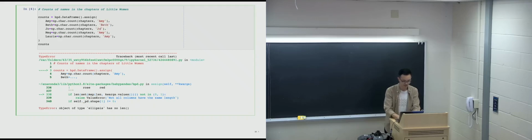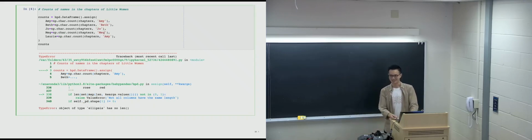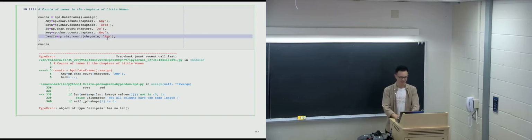Beth, Joe, Meg. This is a lot of what programming is. It's just copy and pasting. So you'll see me copy and paste a lot, and that's pretty accurate. A lot of times you'll be copy and pasting too. Laurie is the name of a boy.